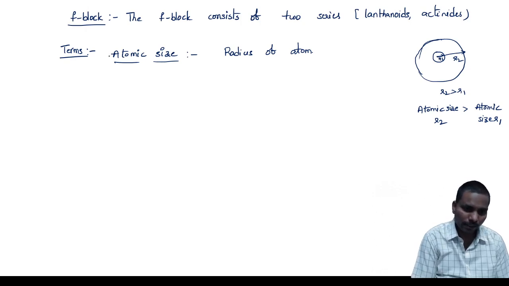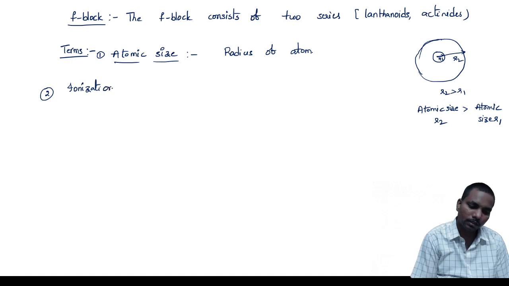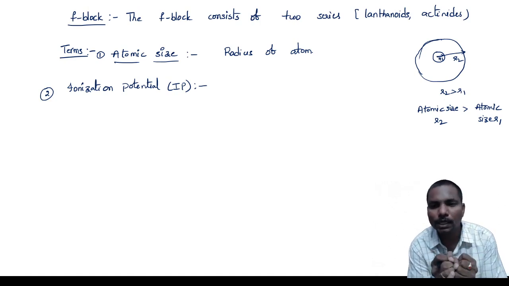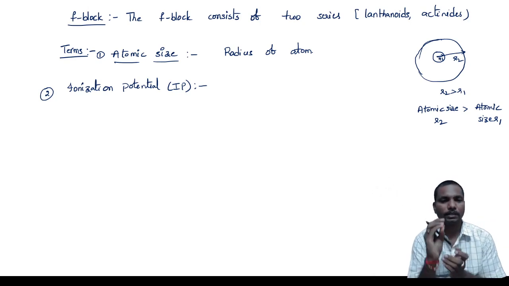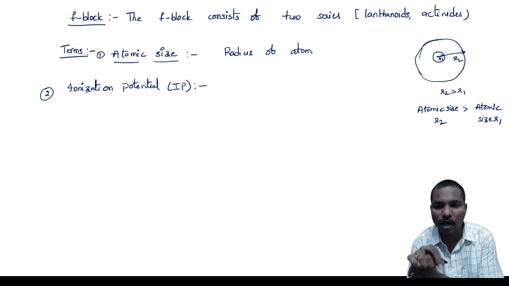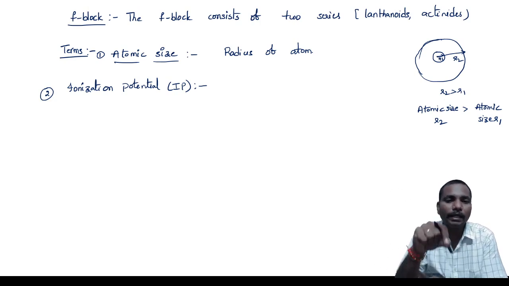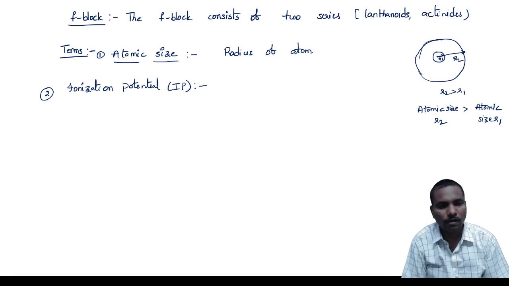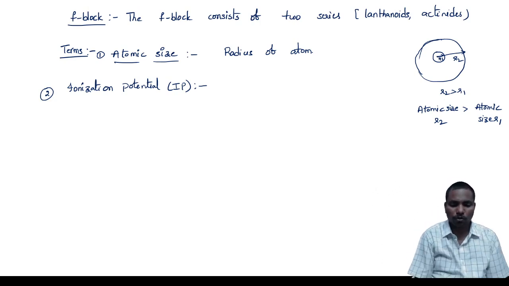Now coming to the second important term, ionization potential or energy. We can denote it with IP. What is ionization potential? It is the potential or energy required to remove one electron from the outermost orbit. So note down.